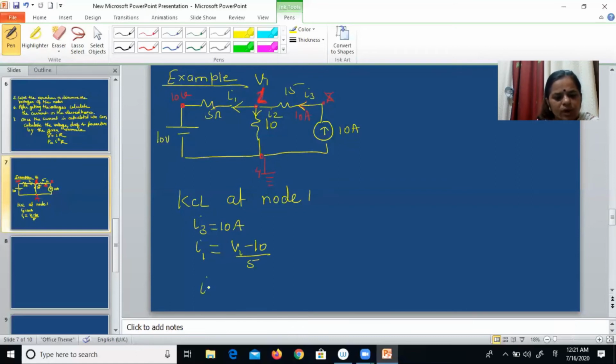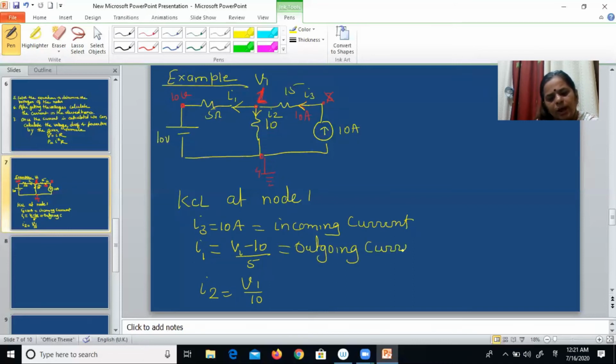Now similarly, what is I2? The potential difference is V1, so I2 is V1 by 10. Now as per KCL, incoming currents are equal to outgoing currents. So incoming current is I3, and this is outgoing current, and this is also outgoing current.